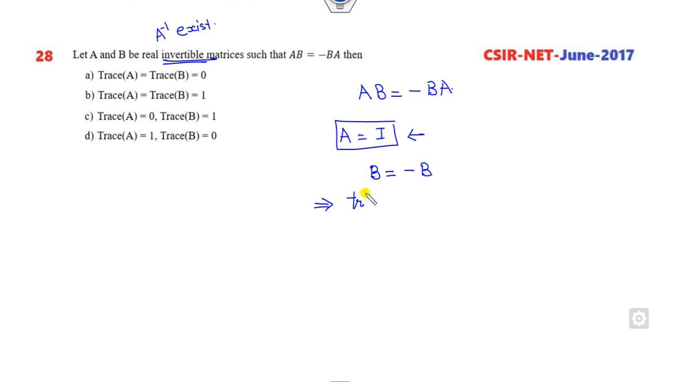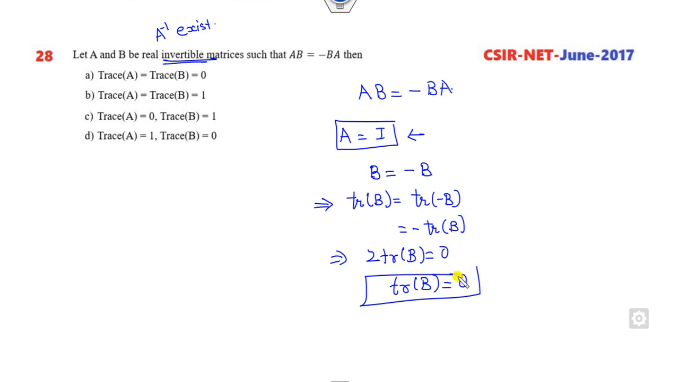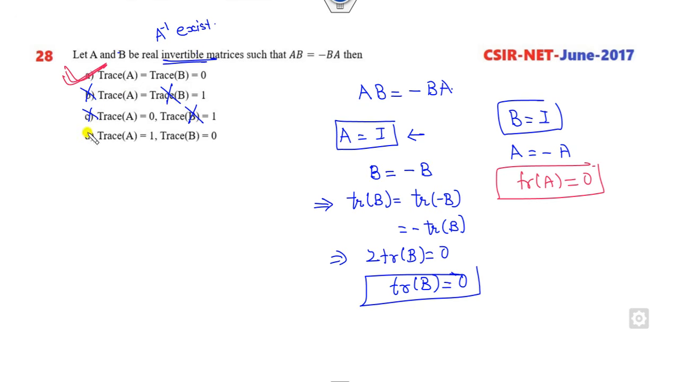Now your target is to find the trace. Trace of B is trace of minus B, which is minus trace of B. So 2 times trace of B is 0, which means trace of B is 0. So the options on trace of A, this B and C are cancelled. Similarly, if I consider B as I, because A and B both are invertible, then you will get A equal to minus A. So it means trace of A is 0. So both traces are 0, which is the simple right concept. You can think of any example, but the simplest one is to take I, which is always invertible.